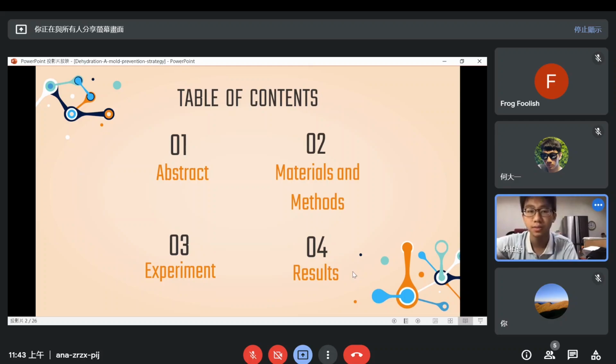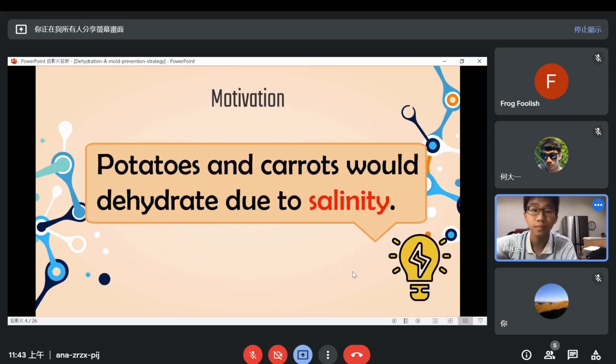Here are our contents. I will elaborate the abstract of the experiment, and the rest of our teammates will go for the other ones. We have observed that some crops like potatoes and carrots would dehydrate due to salinity. By the way, salinity is the fact of containing salt. Thus, we conduct further experiments about restraining the growth of mold with the control of salinity.